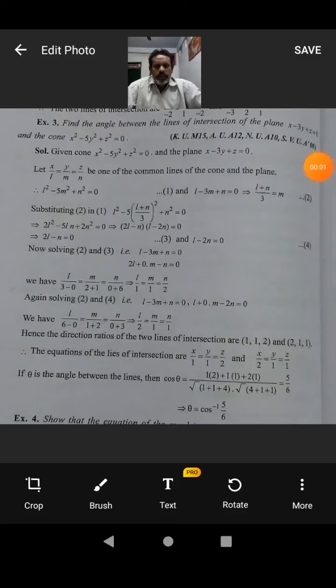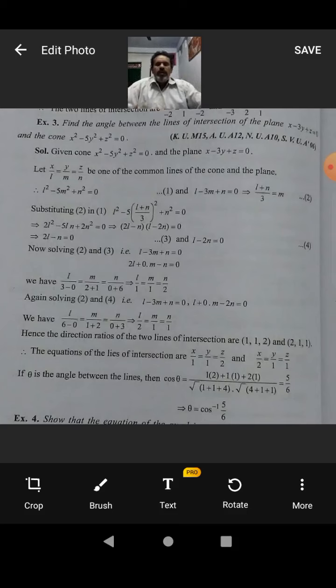We discuss another problem. Find the angle between the lines of intersection of the plane x minus 3y plus z is equal to 0 and the cone x square minus 5y square plus z square is equal to 0.